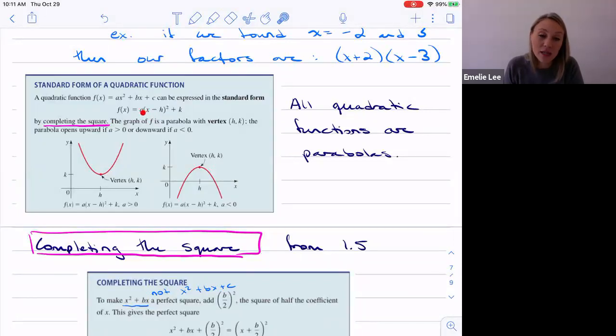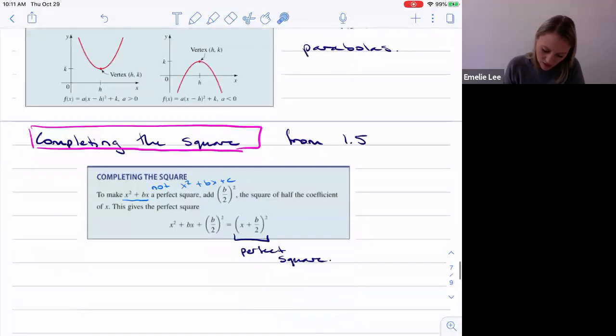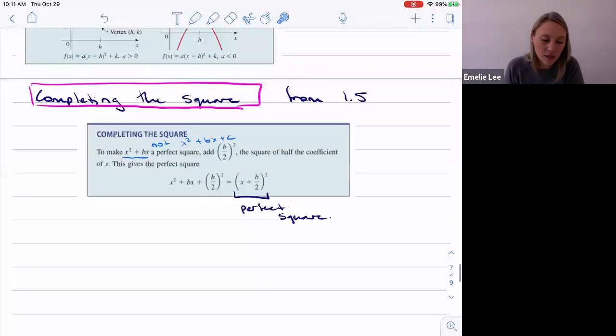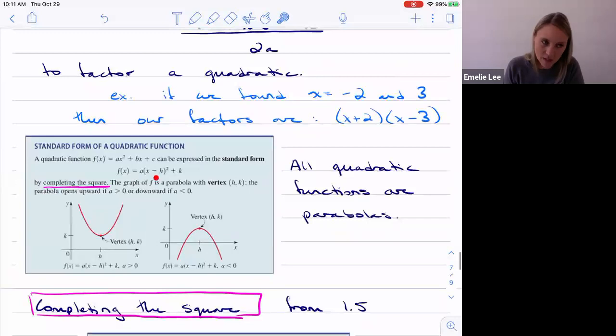The a might come out front, a might be 1, (x minus h) squared, right? So this b over 2 would be our h, or negative h because it's negative. And then our k is going to be everything that's left over. So it is nice and fun to see that, okay, if we're able to rewrite this in standard form, then we can easily pick out the vertex.